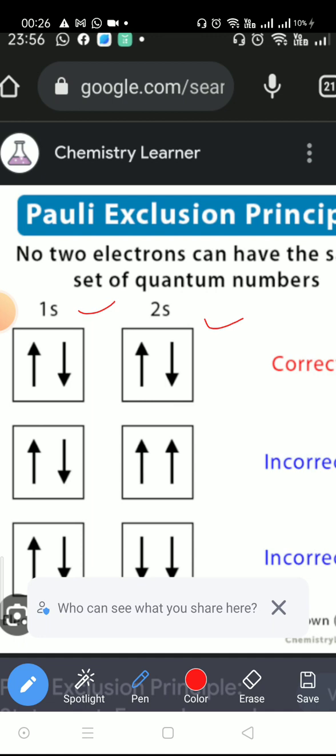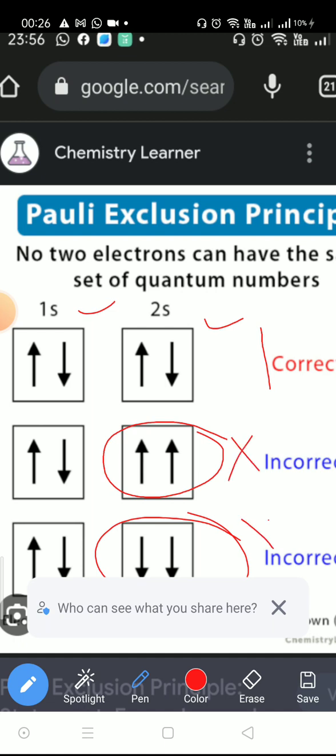But what we can find here is that this orbital has both the electrons in the same direction, that is in the upward direction. This orbital has 2 electrons in the downward direction. So you will find that these two are incorrect ways of filling the electrons. Electrons have to be filled in opposite directions, that means opposite spins. Directions are indicating opposite spins.